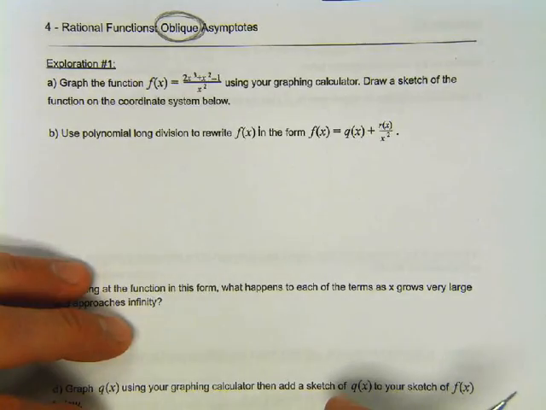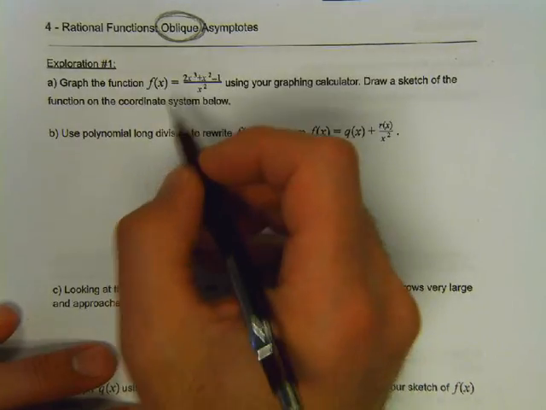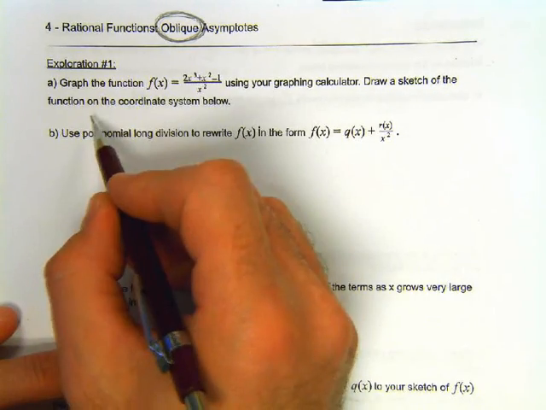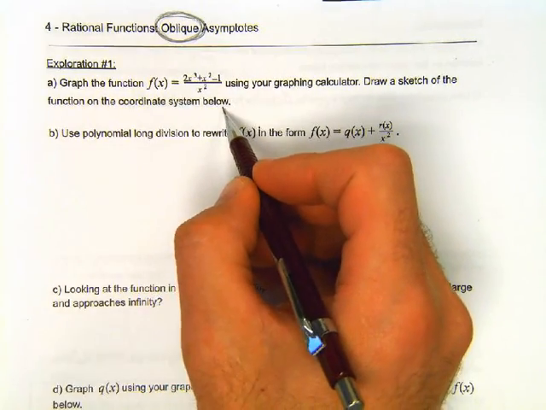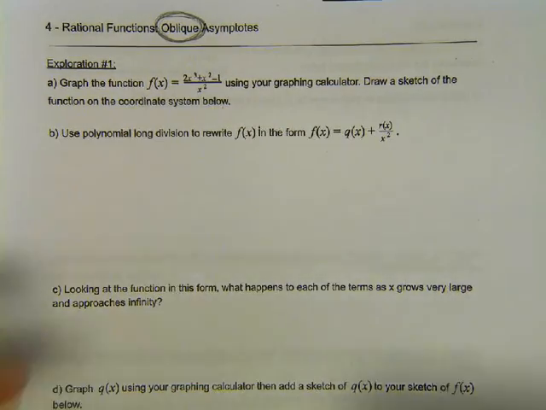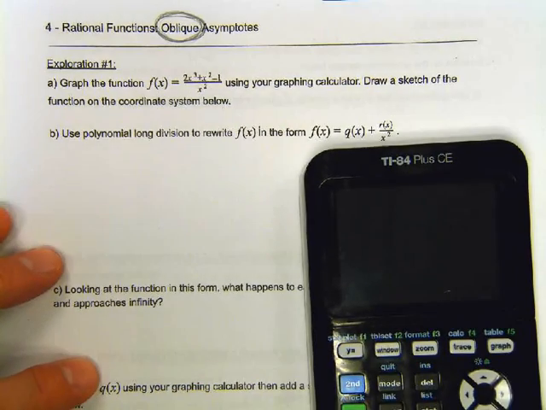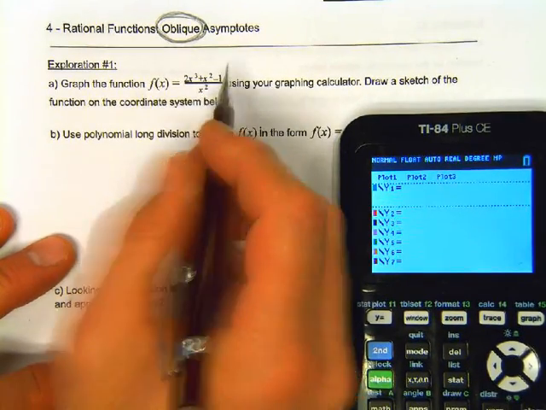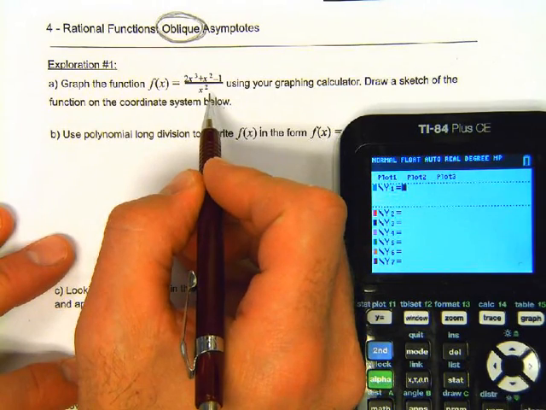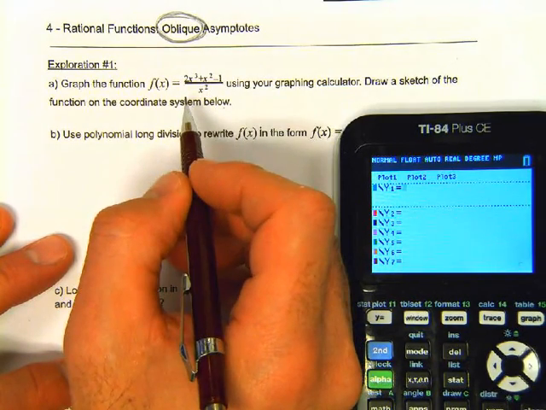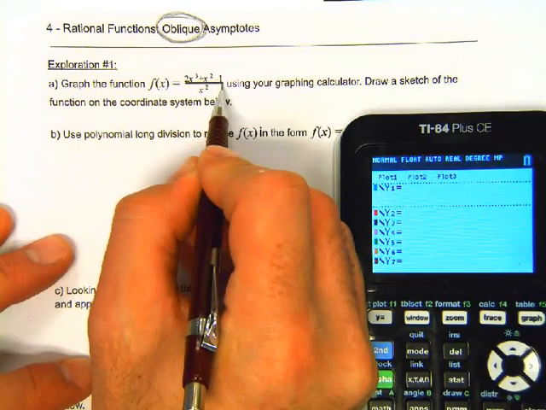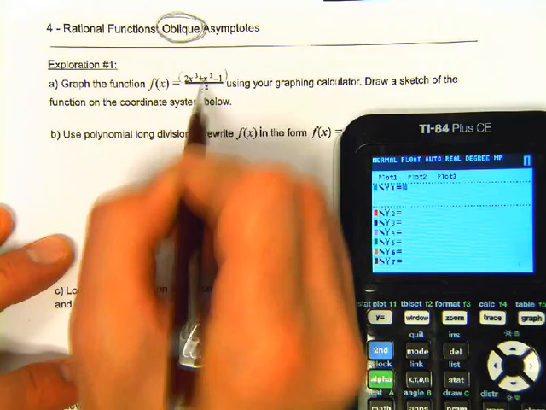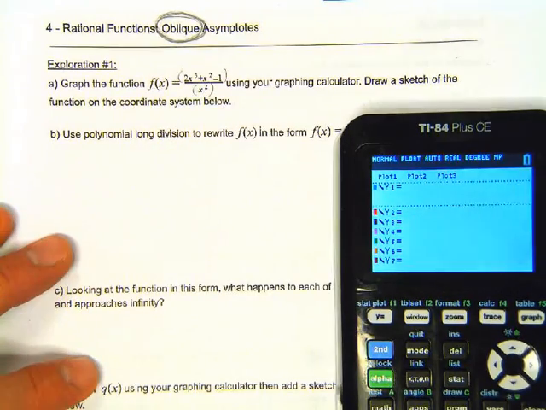Okay? All right, so graph this function using your graphing calculator. Draw a sketch of the function on the coordinate system below. All right, well, let's do that. Now, you will notice that you are going to have to make some decisions about parentheses when you put this in your calculator. Because this has a horizontal line, it is implied that everything on the top is figured out, everything on the bottom is figured out, and then you divide.